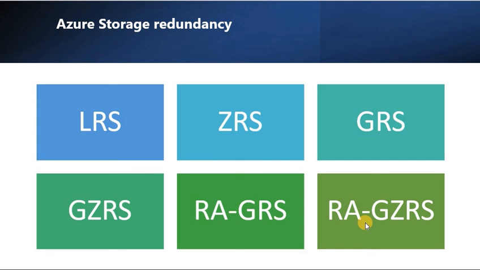Like RA-GRS, when read access to the secondary is enabled, your application can read from the secondary endpoint as well as from the primary endpoint, and the secondary endpoint appends the suffix -secondary to the account name. And just for the note, Azure Files does not support RA-GRS and RA-GZRS, so read access types of storage redundancy are not available for Azure Files.